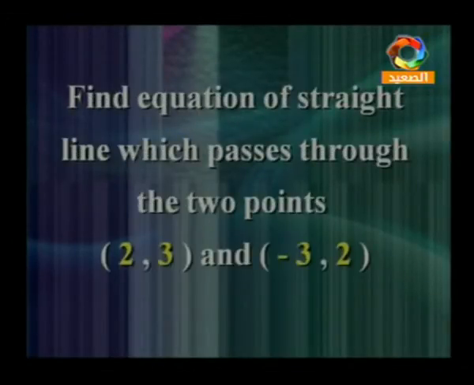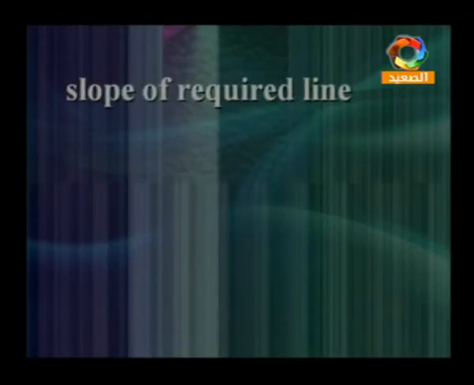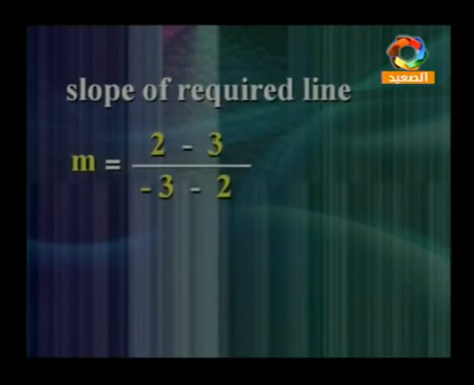Another example: the equation of the straight line which passes through the 2 points (2, 3) and (negative 3, 2) is what? To find the equation of the straight line passing through these 2 points, first of all you must find the slope of the required line. The slope will be denoted by m. Then m equals 2 minus 3 over negative 3 minus 2, to give negative 1 over negative 5, which is equal to 1 over 5.